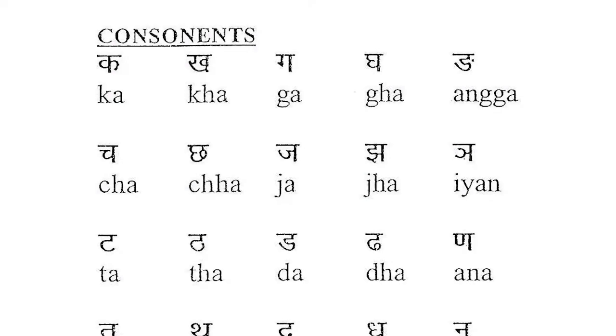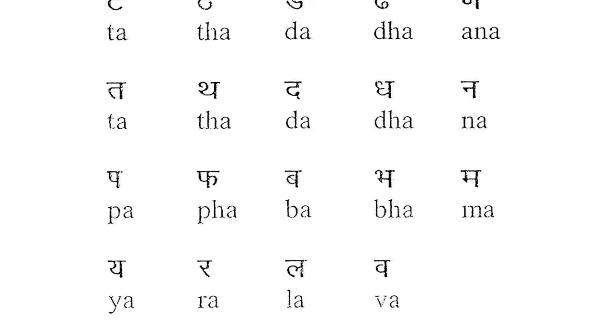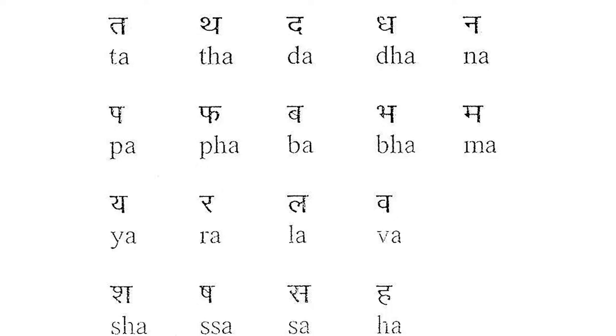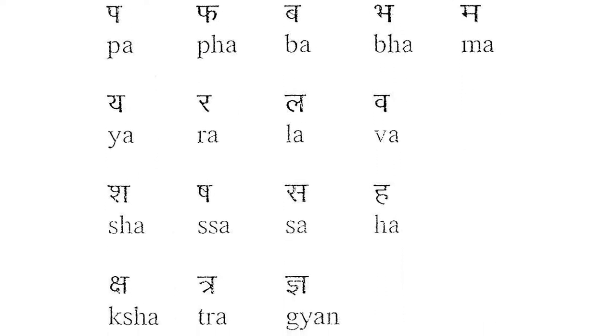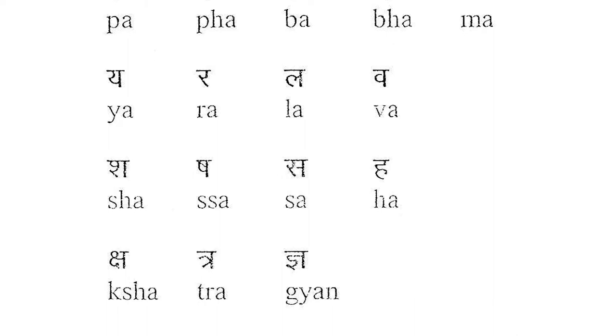Ka, kha, ga, gha, ingya. Cha, chha, ja, jha, nya. Ta, tha, da, dha, na. Ta, tha, da, dha, na. Pa, pha, ba, bha, ma. Ya, ra, la, va. Sha, sha, sa, ha. Kshatragya. It is like a musical way, like a song. You can feel the sound.